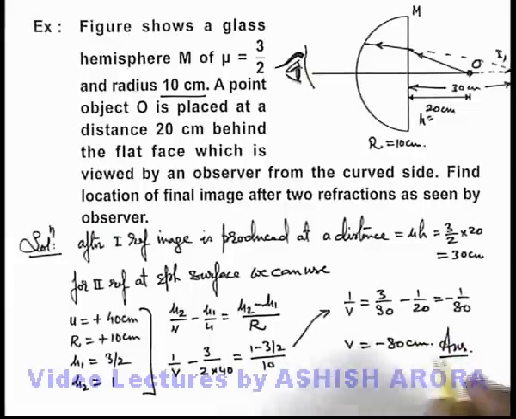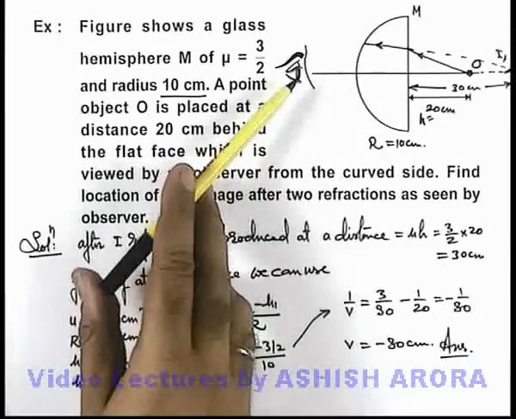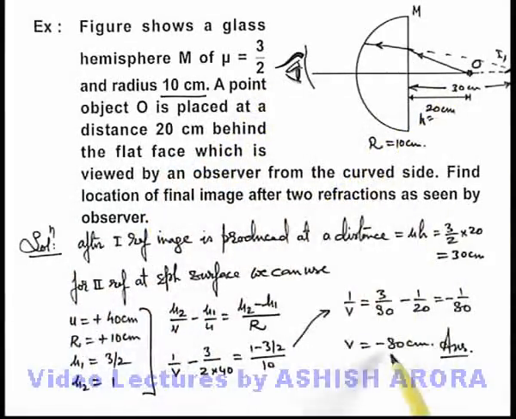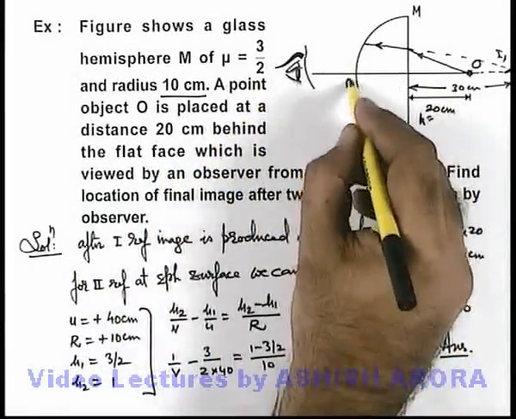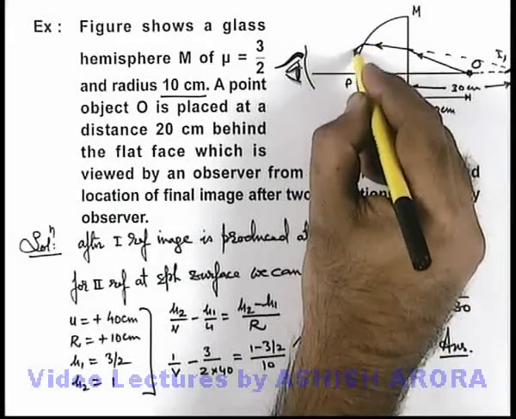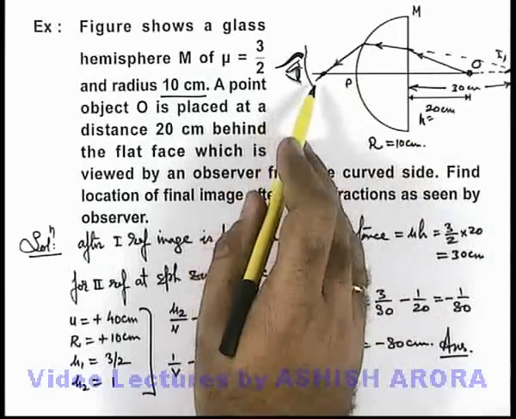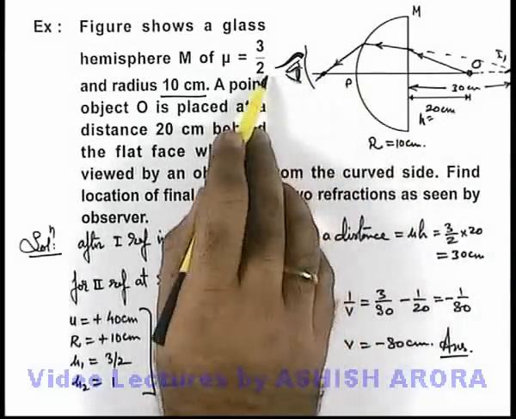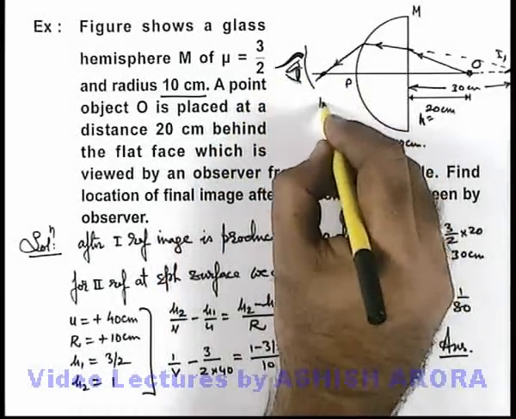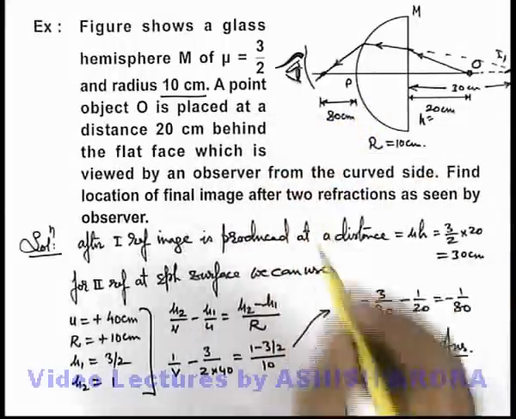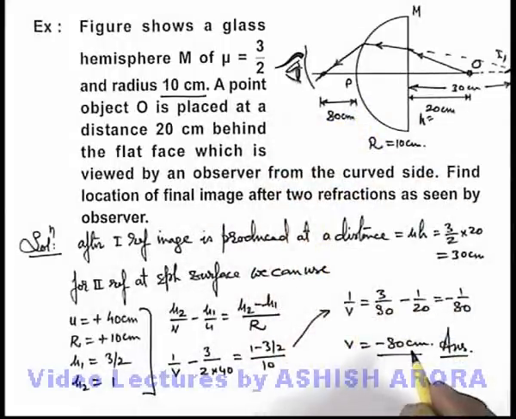That means the observer will see the final image of this object at a distance 80 cm on the left side of this pole. That means the light rays will be converging and producing an image on the principal axis. If the observer is located far away, he'll see the final image located at a distance 80 cm from this pole, as the value we are getting is minus 80.